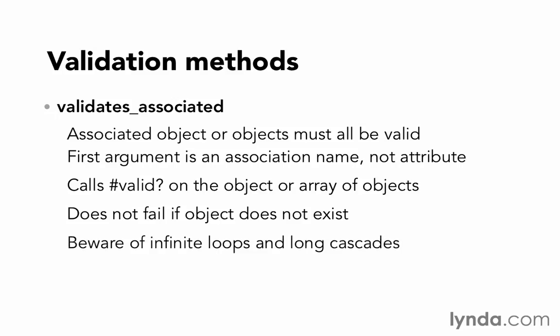And last, beware of infinite loops and long cascades. You obviously wouldn't want to have one model that was asking to validate another model, which in turn was asking to validate that first model again, right? The dependency can only go one way. And by long cascades, I mean be careful that you don't have too many objects in the chain of dependencies.